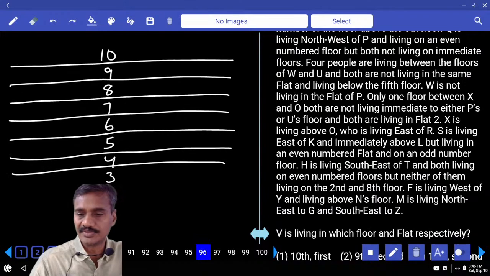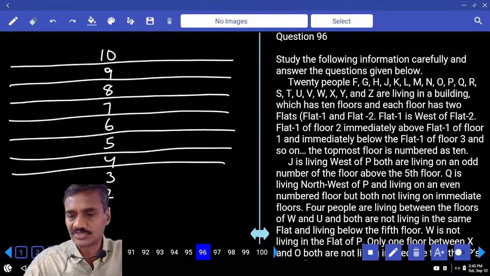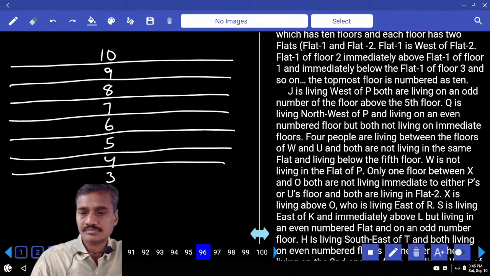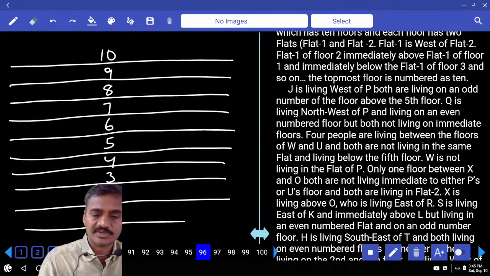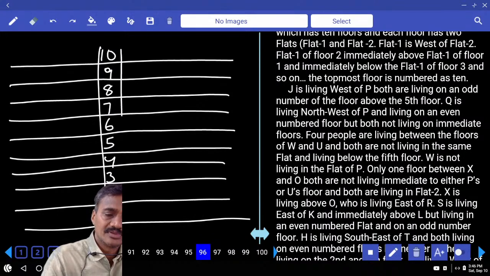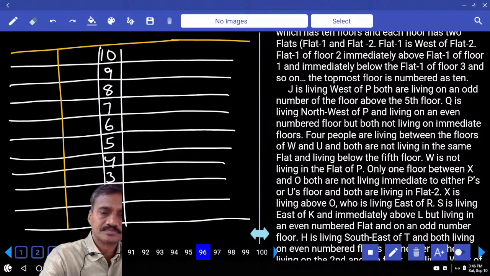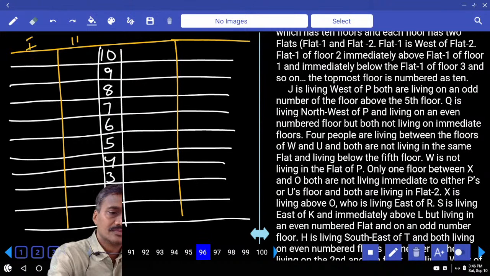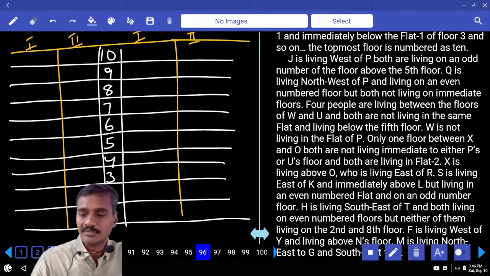And J is living to the west of P. Flat 1 is to the west of flat 2 is clearly given. Then coming to condition number 1 here. Flat 1 is to the west of flat 2. Now this is 1 and 2. Now here again there are 2 possibilities for this 1 and 2. And J west of P, both are living in odd number floor above 5th floor. Now above 5th floor odd number floor, J is to the west of P.